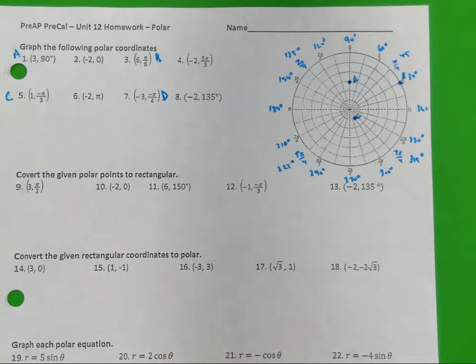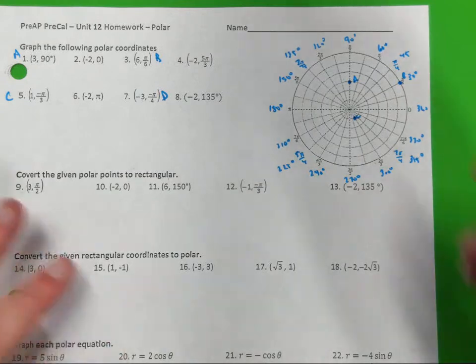Alright, here my theta and my r are both negative. Negative pi over 4 would be quad 4. But since my r is negative, instead of being quad 4, it's going to be quad what? 2. Straight across. So I find the pi over 4 family in quad 2 and go out to the third ring.